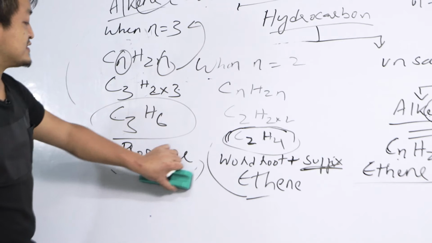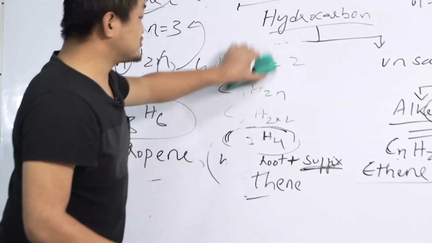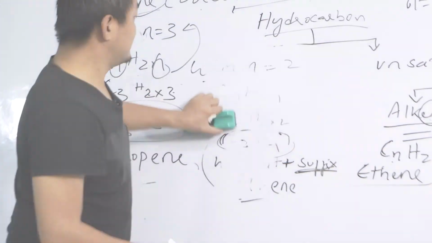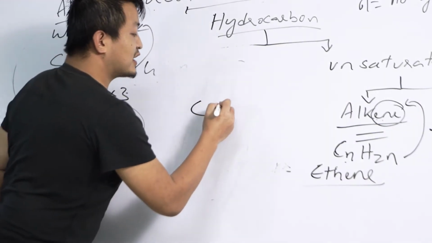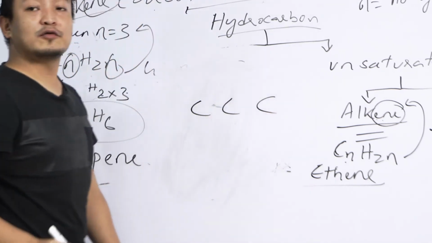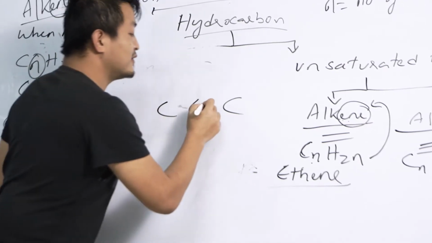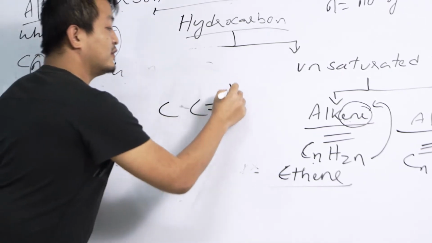Similarly, we can also draw the structure. So let's draw the structure for propene. We have 3 carbon atoms and a double bond as well. Done.